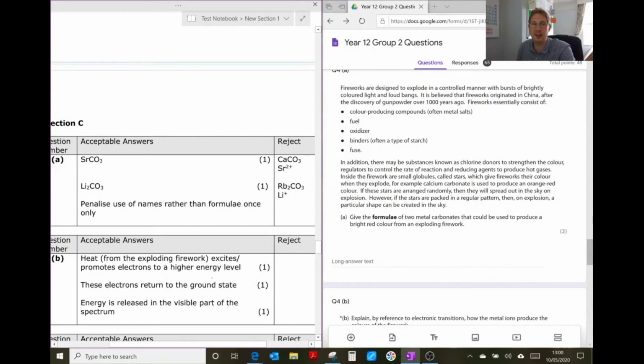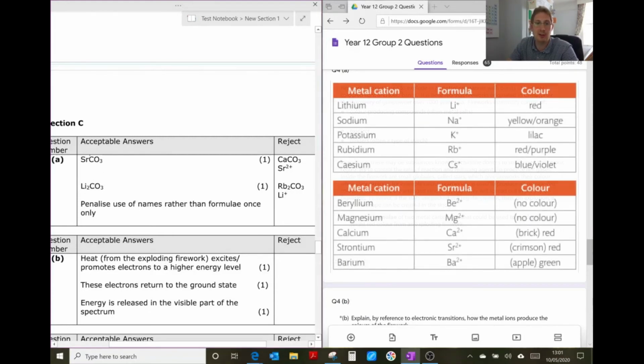Fireworks are designed to explode in a controlled manner with bursts of brightly coloured light. Give the formulae of 2 metal carbonates that could be used to produce a bright red colour from an exploding firework. They wanted you to talk about strontium and lithium. Penalise use of names rather than formulae once only. Reject calcium, and that's because calcium is red-orange.